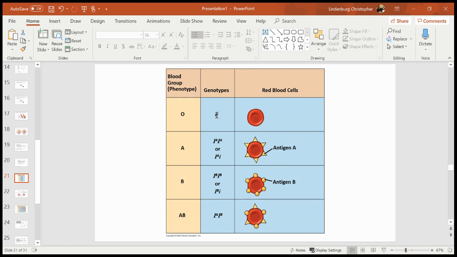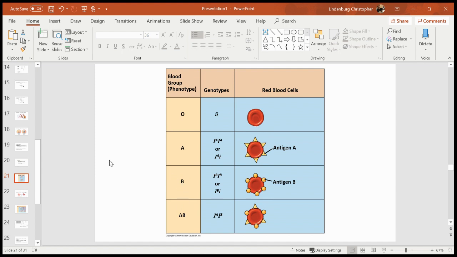And what that means is that if you have blood type A, you could be homozygous for A alleles or heterozygous for A and recessive O alleles. The same is true for B. You could be homozygous for B or heterozygous for B. But if you have an A and a B, then you have AB blood, and the phenotype would be producing the A and the B antigens. So here are our genotypes. These would be our phenotypes, and we name those phenotypes as O, A, B, and AB.